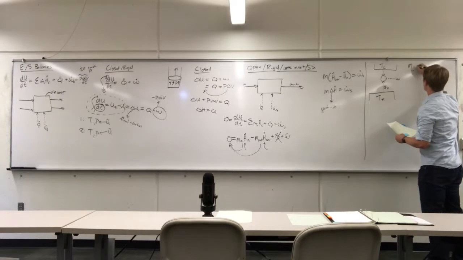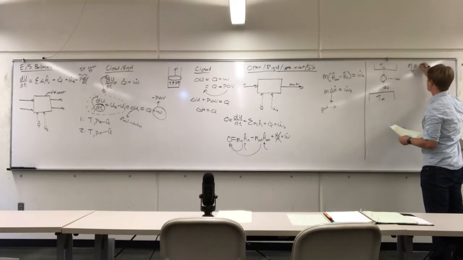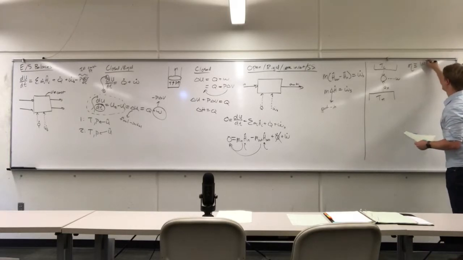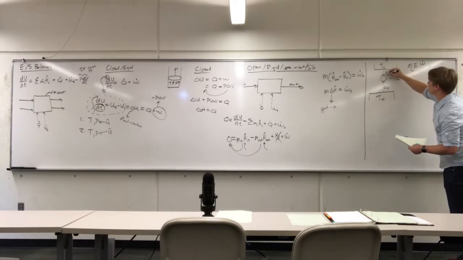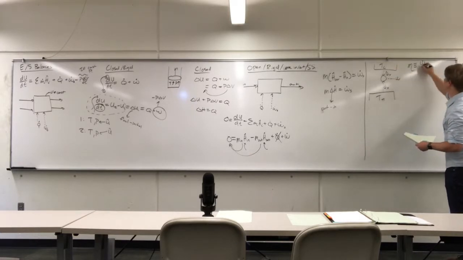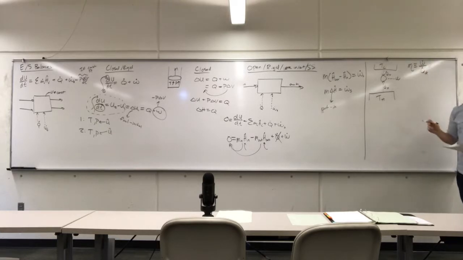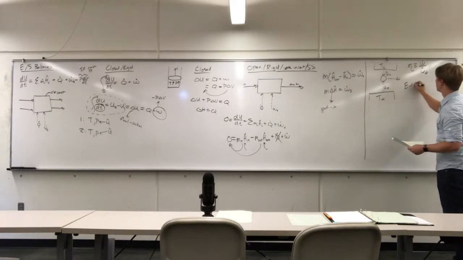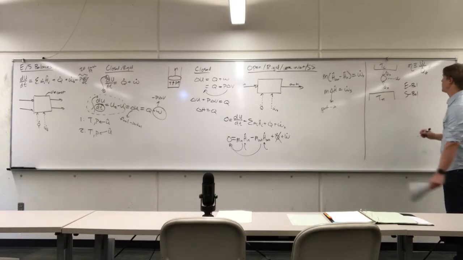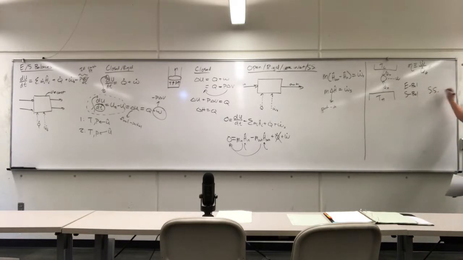Calculate for the Carnot cycle the efficiency, which we define in this particular scenario as the rate of work output divided by the rate of heat input. Your tools are going to be an energy balance and an entropy balance, and we're going to assume this is a steady state process, and closed.